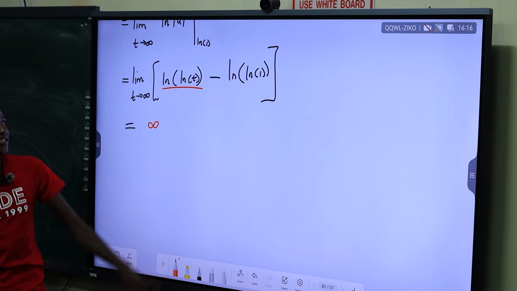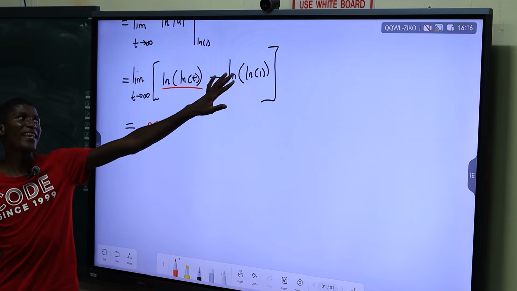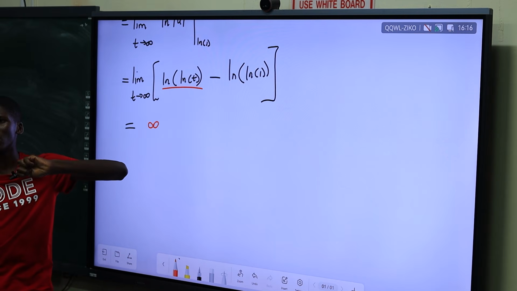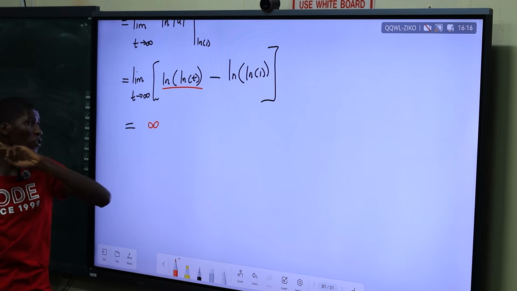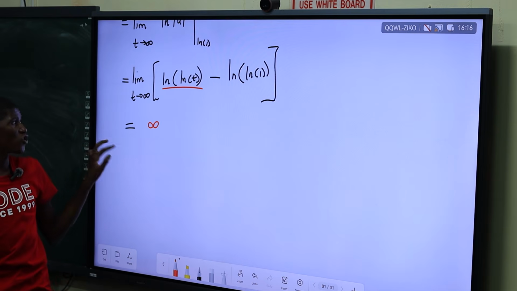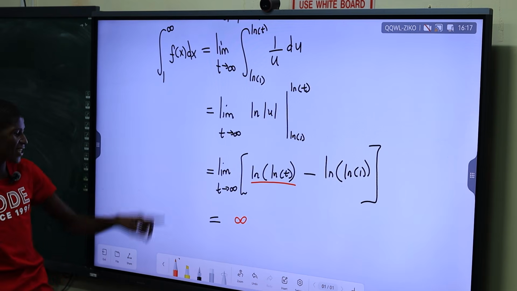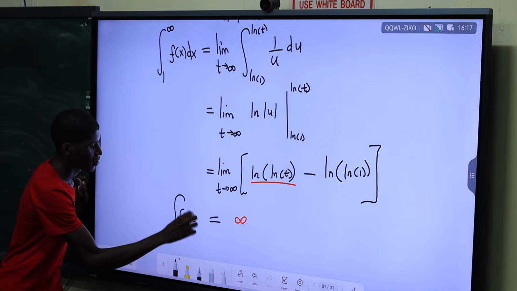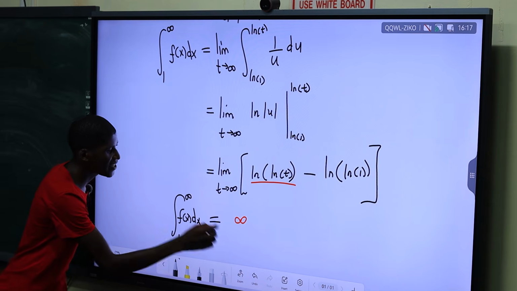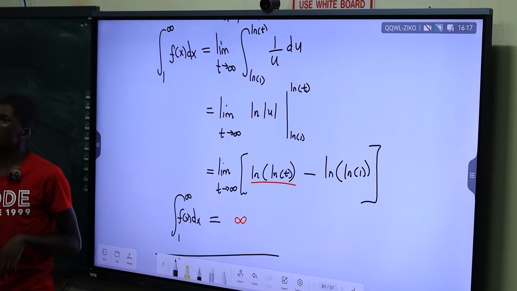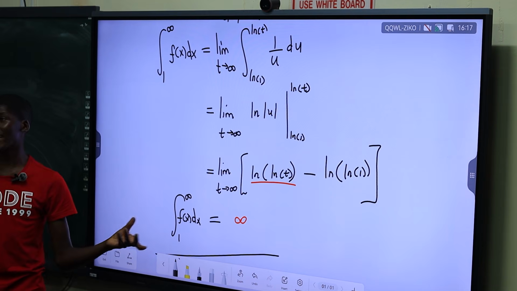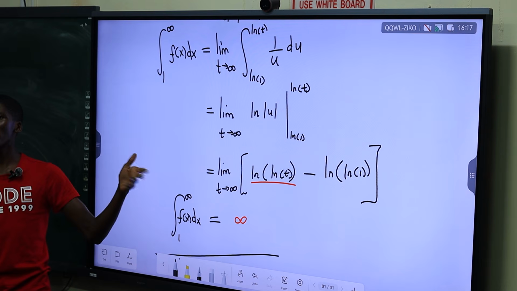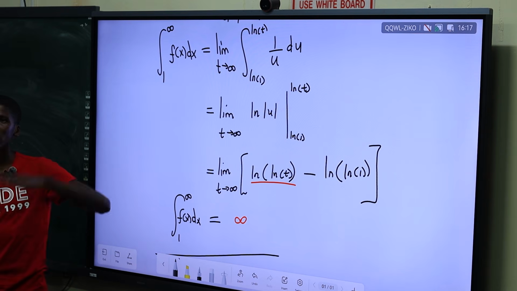It's insignificant because negative ln of 1 has a value, right? Is it 0? All right. So ln of 1 is 0 there. So this integral, the integral of f of x dx from 1 to infinity, is infinite. Your area, because the integral is the area. So your area under the curve of f of x keeps on becoming bigger and bigger without stop.